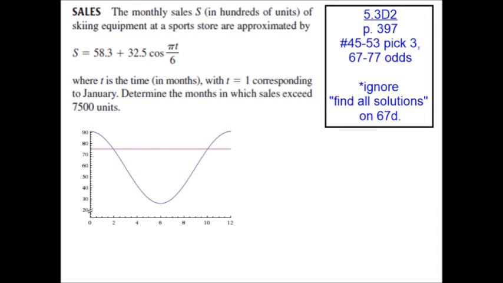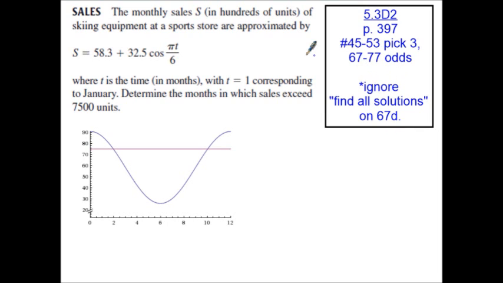Alright, well, there's the assignment. So moving right along. Pick 3, I mean exactly that. Out of those, there's not many more than 3, but pick your favorite 3 and go from there. 67 through 77 is the kind of wordy problems, and ignore all solutions on 67D.